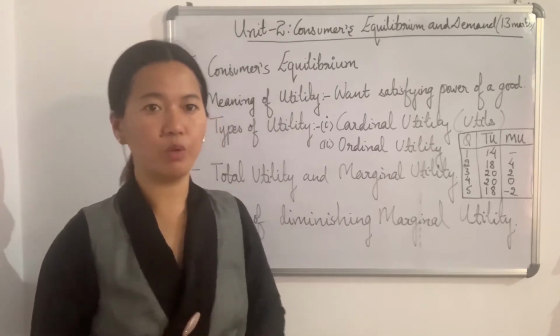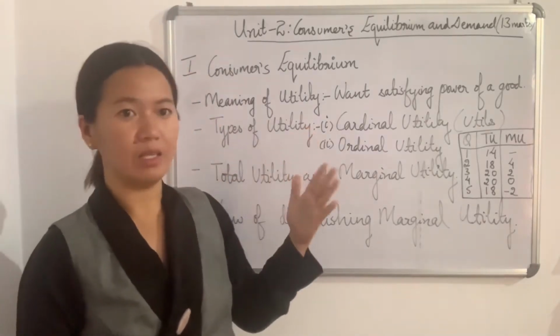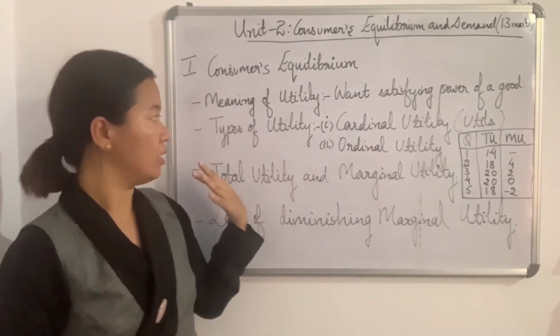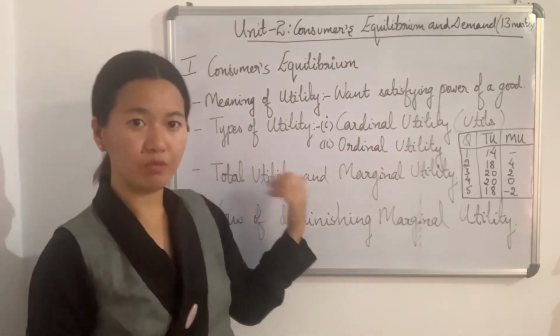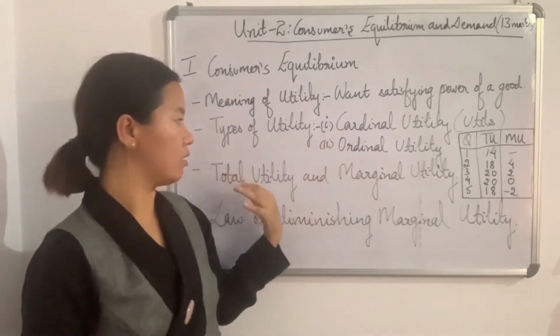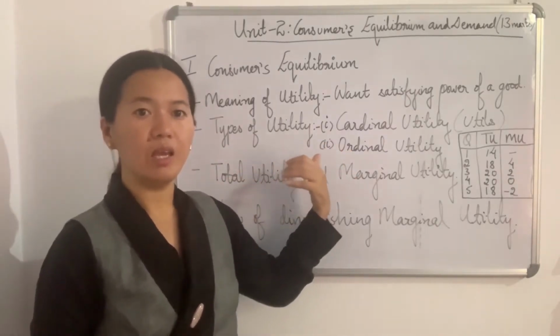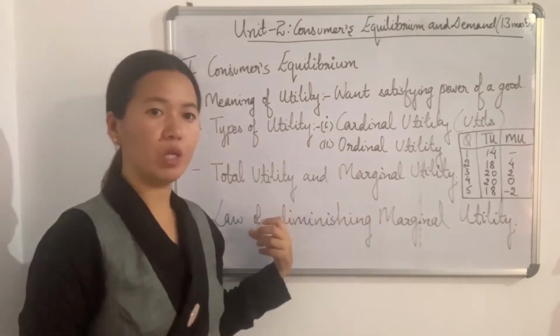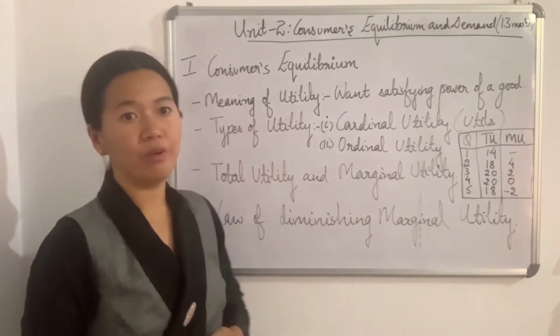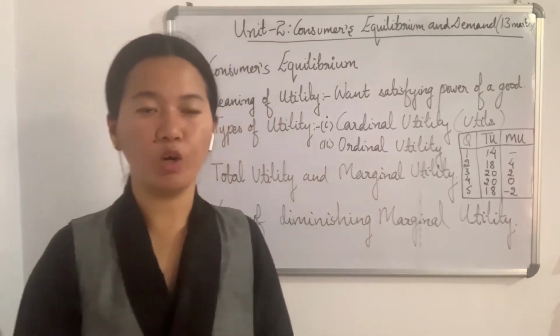So first we'll go to consumer's equilibrium, and in this we have the meaning of utility and the types of utility, that is cardinal and ordinal utility, and the third one is TU and MU relation, and the fourth one being law of diminishing marginal utility. So first let us understand the meaning of utility.